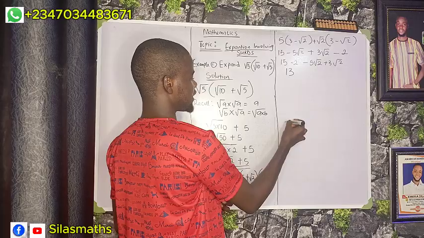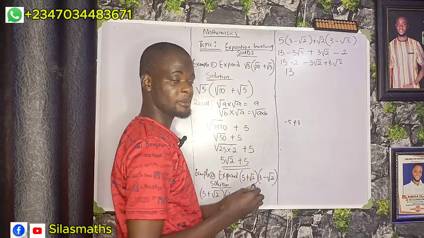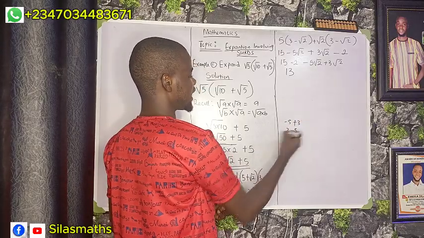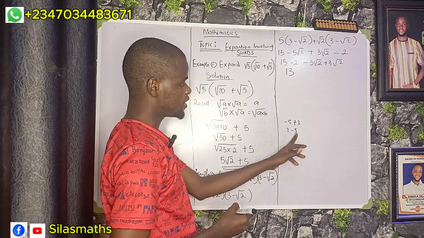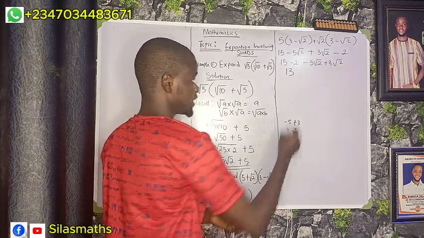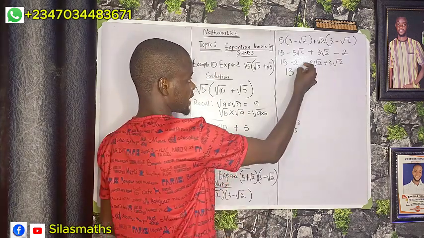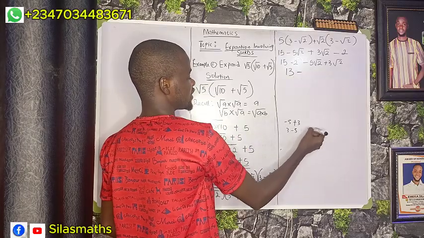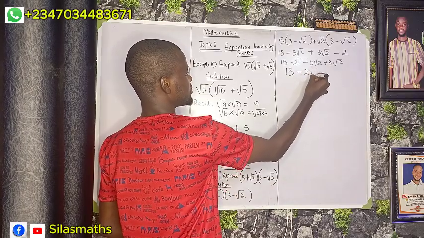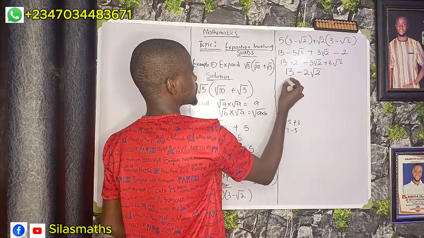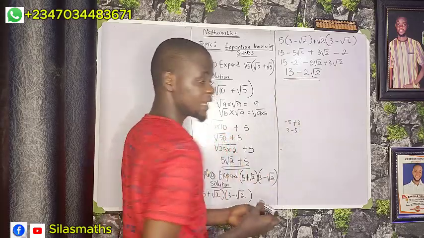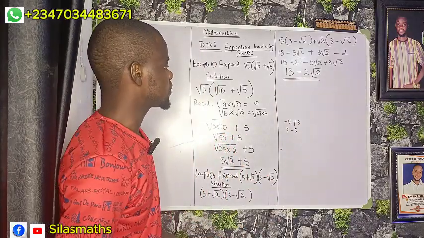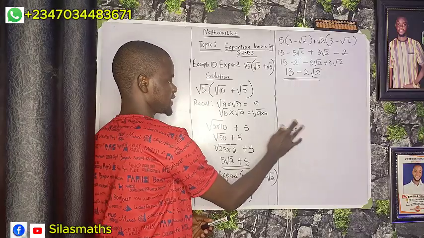Saying minus 5 plus 3 is the same as saying 3 minus 5, and when you take a bigger number away from a smaller number, it gives us a negative sign. Even following your number line, we'll have minus 2. Then I put my root 2. So 13 minus 2 root 2 is the final answer. There's nothing else to simplify further. So that is that for the second one.